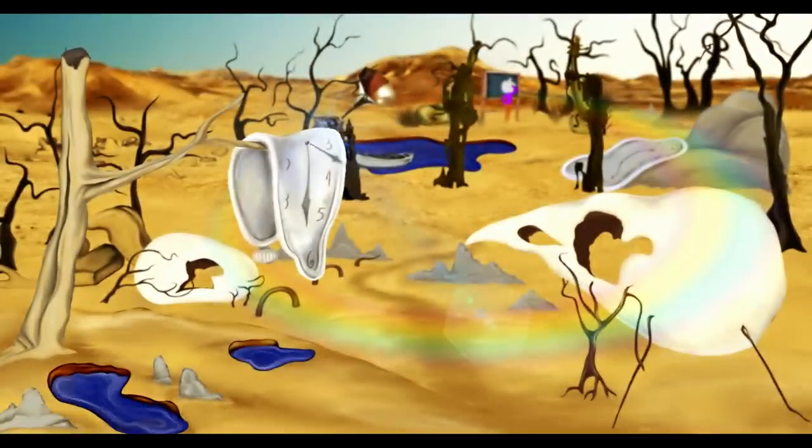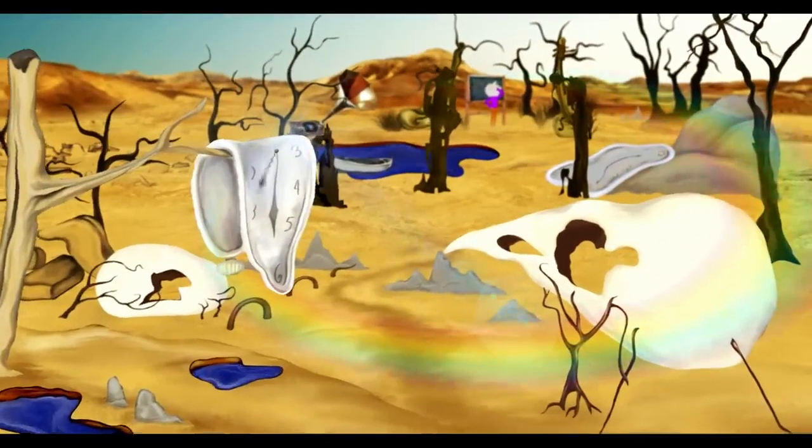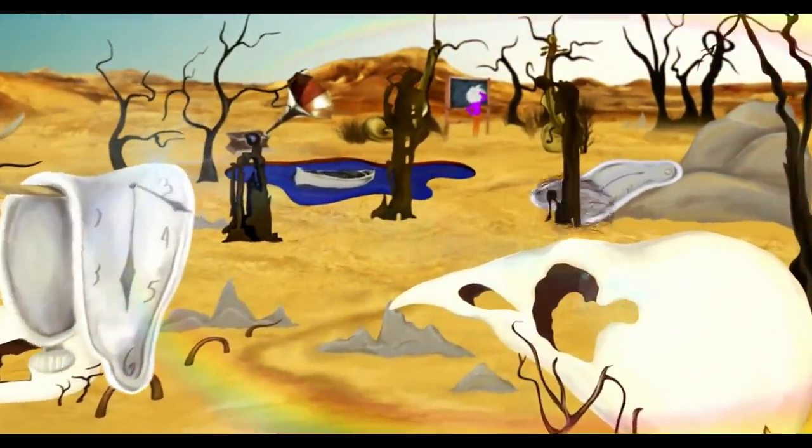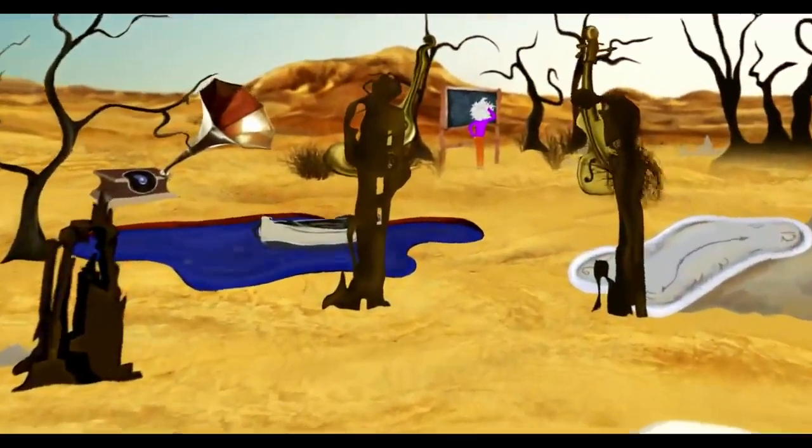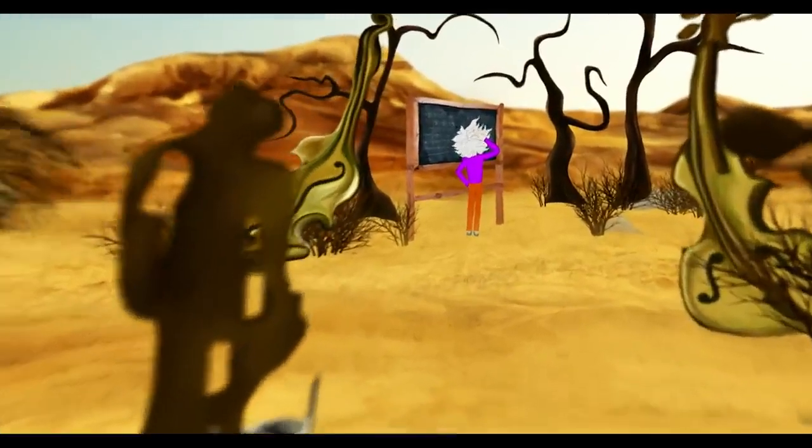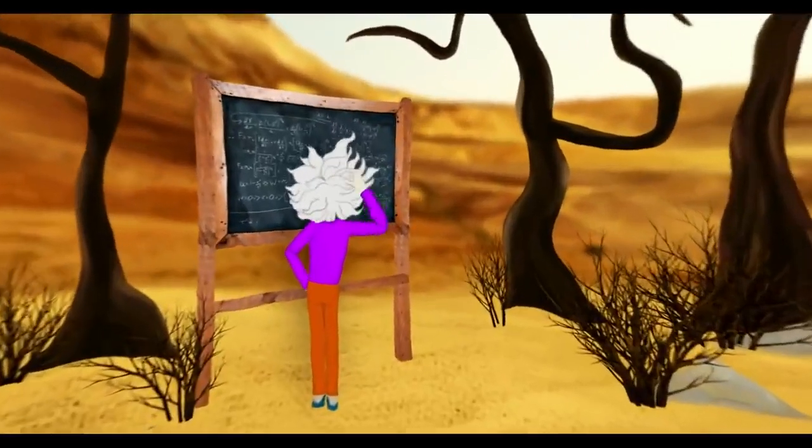So then, the question is, which part of the past is influencing which part of the future and vice versa? And the answer is, all time is affecting all time, all the time.